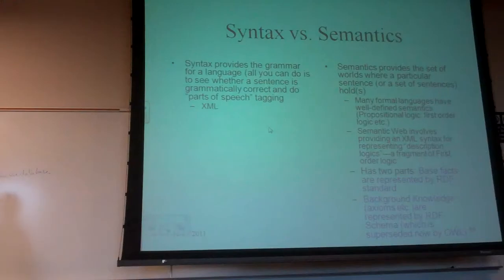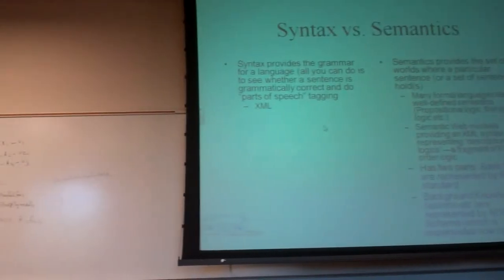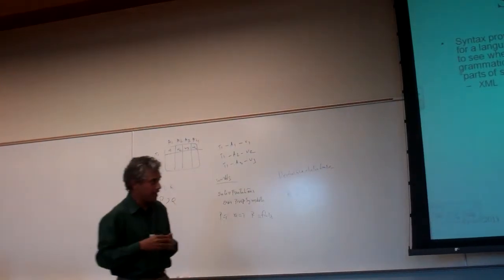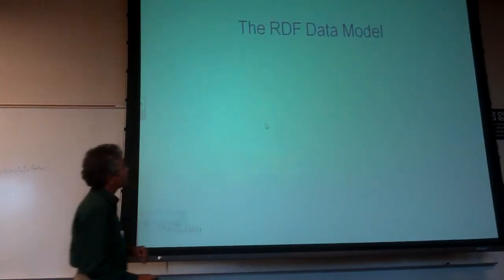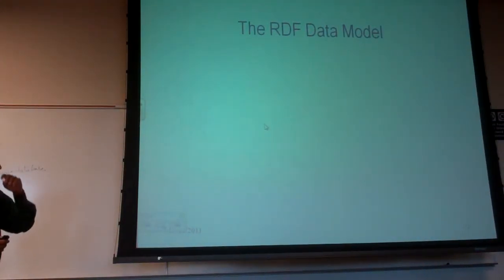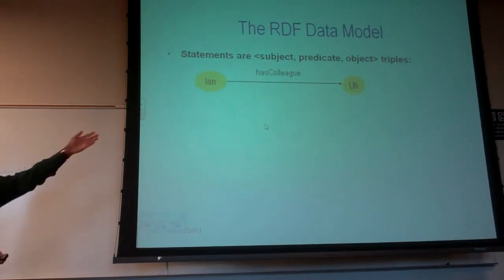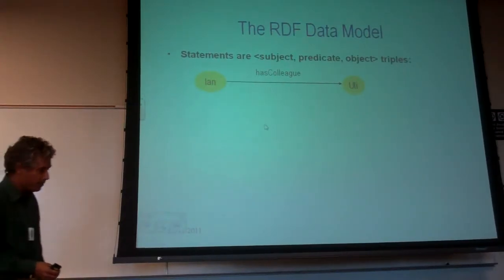Right? And then basically the reasoning would no longer be linear in the size of the input. Anyway, so that's the background on RDF and RDF schema, the background knowledge on RDF schema. This stuff, I'm just going to go through quickly.